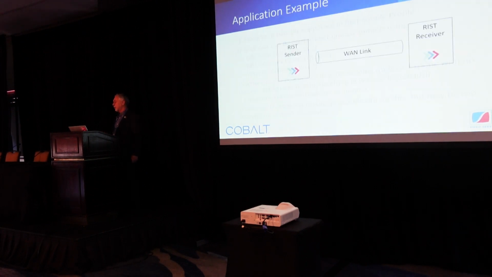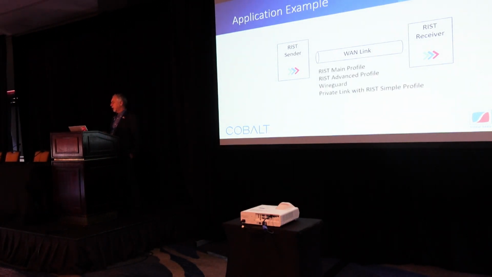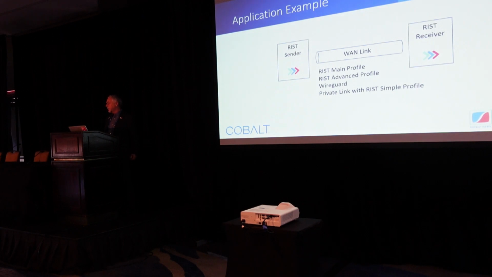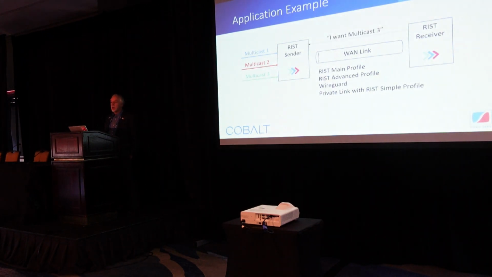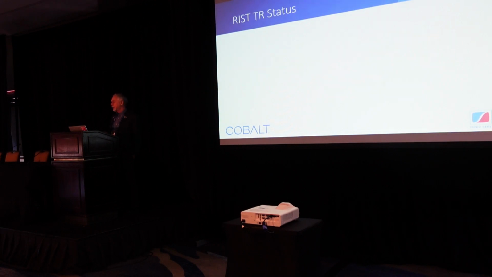So that's the problem. So here's an application example. You have a RIST sender, a RIST receiver, and a wide area network link. That wide area network link could be a RIST Main Profile tunnel, a RIST Advanced Profile tunnel, a WireGuard tunnel, or a private link with RIST Simple Profile, but it's a WAN link. You have 3 multicasts coming to this RIST sender, and in this case, the RIST sender is a gateway. And the receiver says, I want multicast 3, and then it gets it. Not all 3 multicasts, just the one it wants. So pretty simple, right?